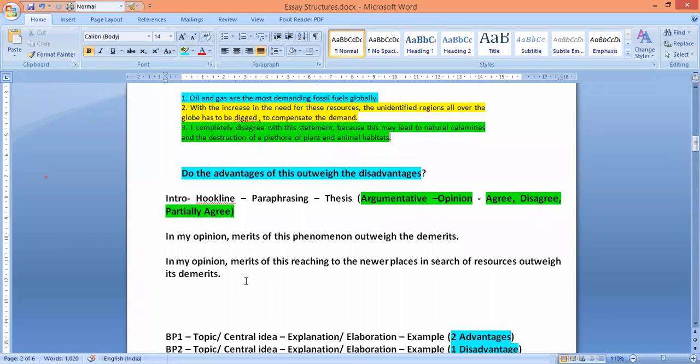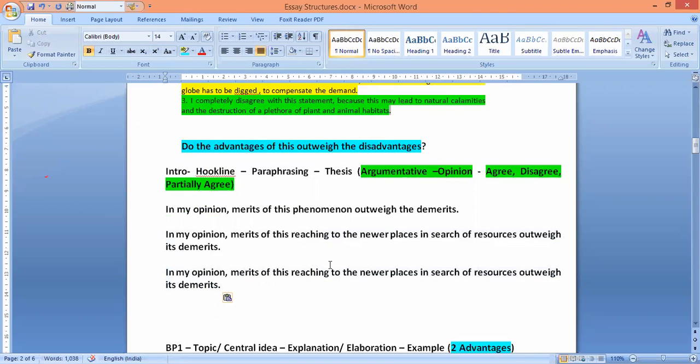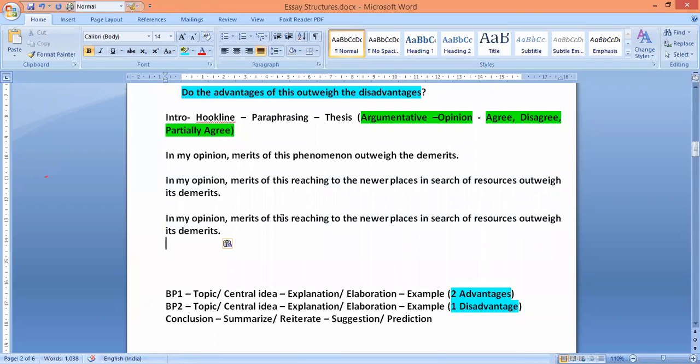And if we are saying this in the thesis statement, can we give the main ideas of two advantages and one disadvantage, what we are going to talk about in the paragraphs? If you are giving those specific things, yes, why not? Let's do it. In my opinion, merits of reaching to new places in search of resources outweigh the demerits.